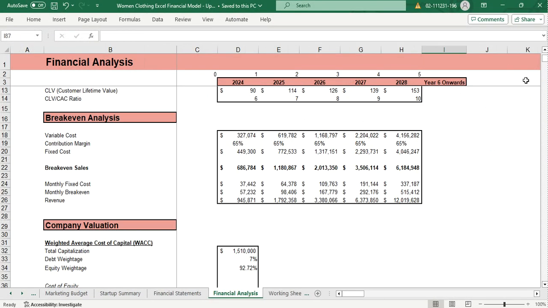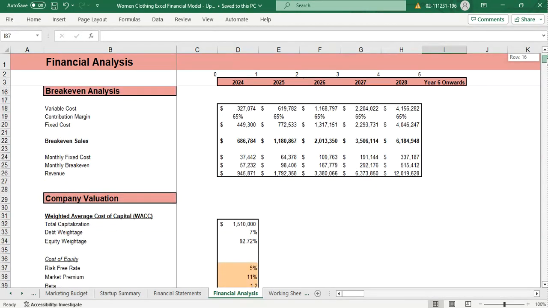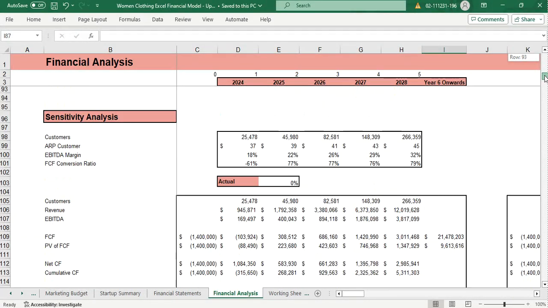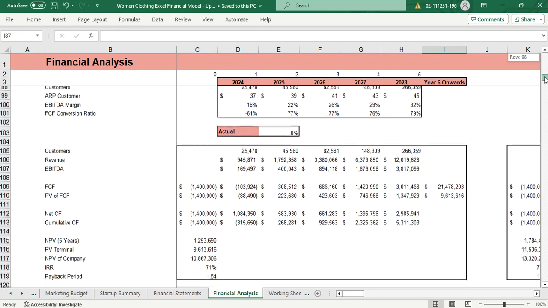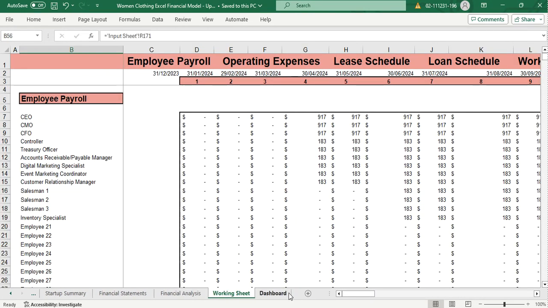Moving on, we have financial analysis. Here we have the customer acquisition cost and customer lifetime value analysis, break-even analysis, company valuation. Then we have the sensitivity analysis for 3 different scenarios. Then we have the KPIs and ratios. Next, we have the working sheet.